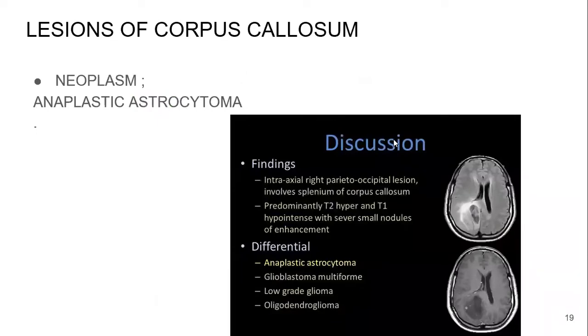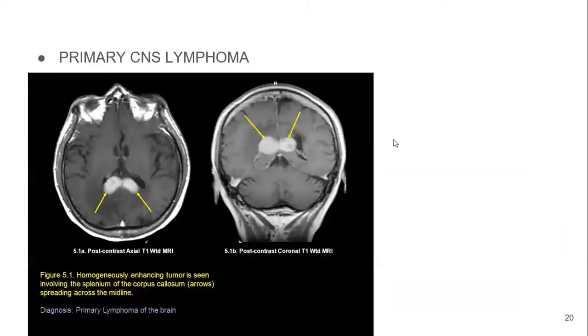Lesions of the corpus callosum. We'll start with neoplasms. For example, we'll take the example of anaplastic astrocytoma. It's a rare malignant brain tumor. Astrocytomas are tumors that develop from certain star-shaped brain cells called astrocytes. Astrocytes and similar cells form tissue that surrounds and protects other nerve cells found within the brain and the spinal cord, and this can obviously affect the corpus callosum.